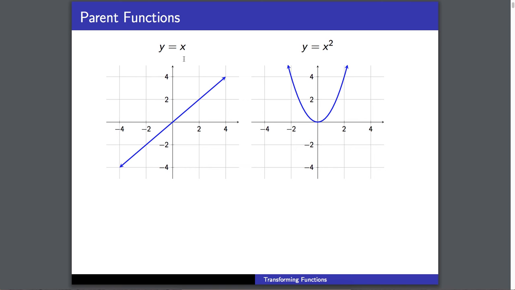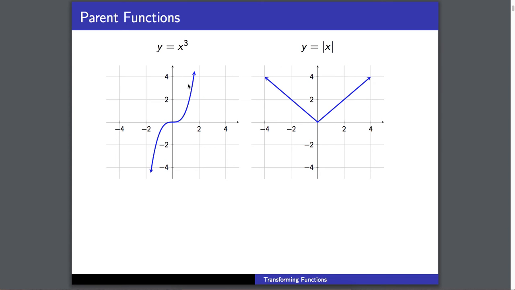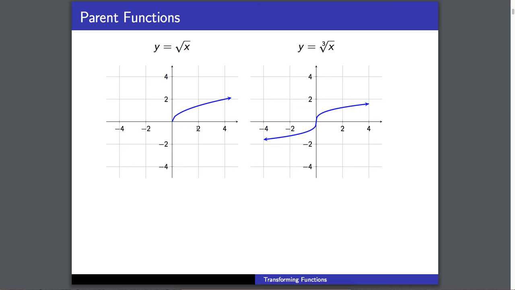So here we have the graph of y equals x. We could also say f of x equals x. Here we have y equals x squared, or f of x equals x squared. Here we have y equals x cubed, or f of x equals x cubed. Here we have y equals the absolute value of x, or f of x is the absolute value of x. Here we have our square root function, y is the square root of x. And here we have our cube root function, y is the cube root of x. Again, we could replace the y's with function notation as well.